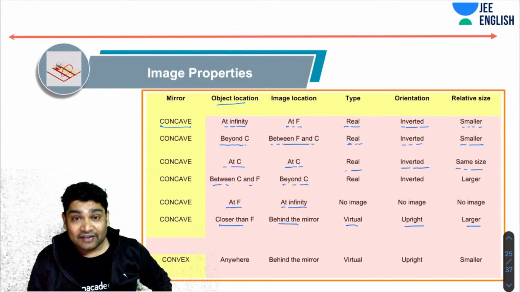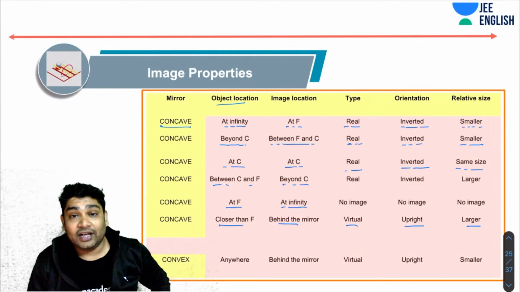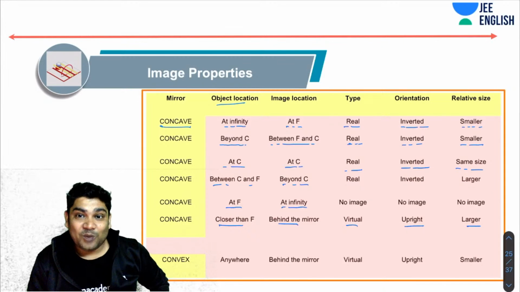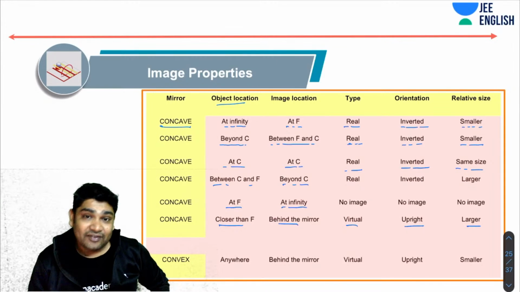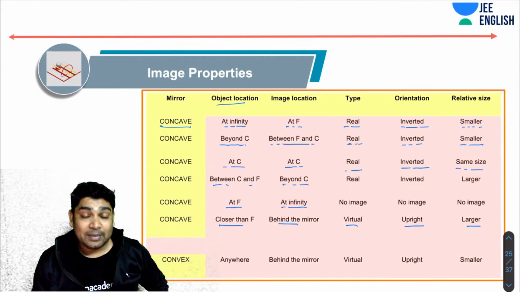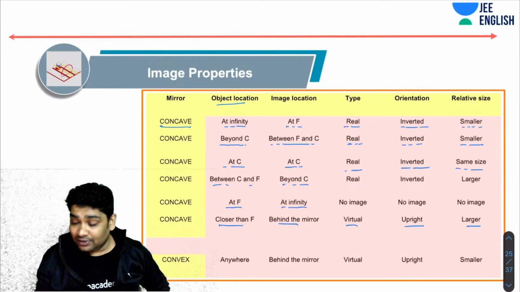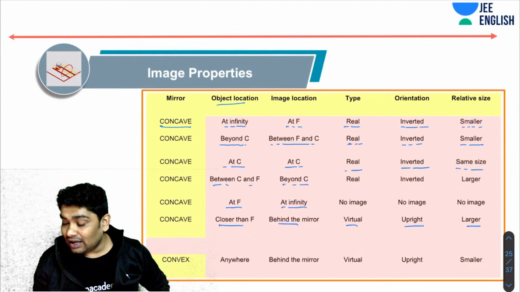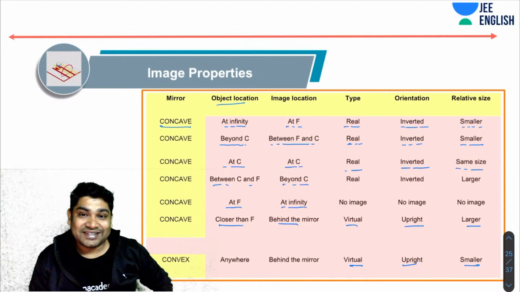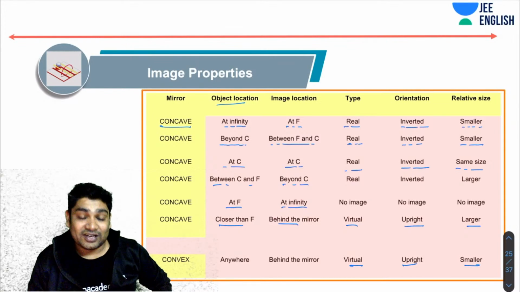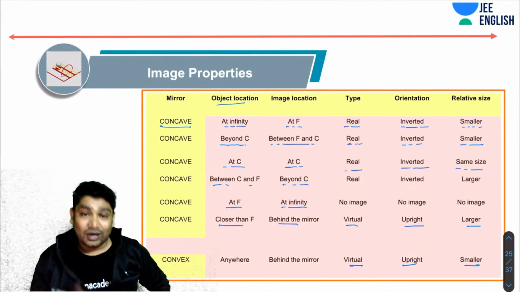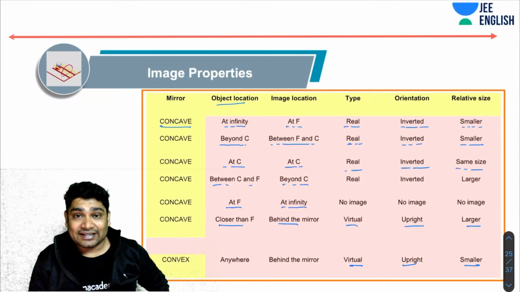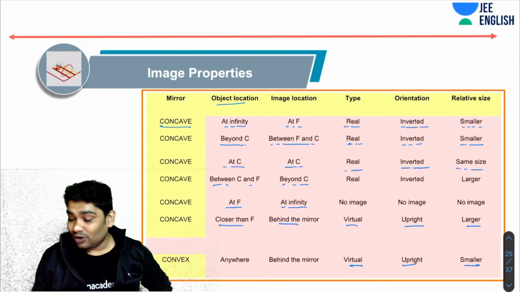All right. Then for a convex mirror, it doesn't matter where you place the object. You place the object anywhere on the entire principal axis, the image is always formed behind the mirror. It is always virtual, upright, and smaller. So these are the properties of the images formed by convex mirrors. Again, as I told you, all these can be verified using ray tracing.